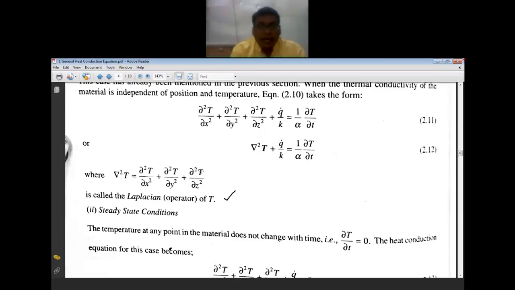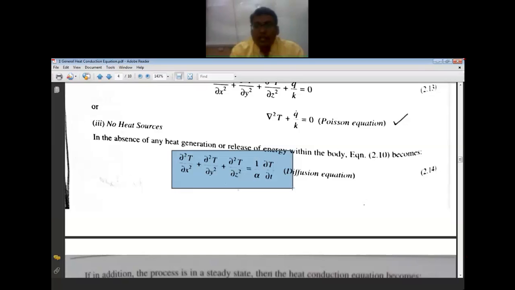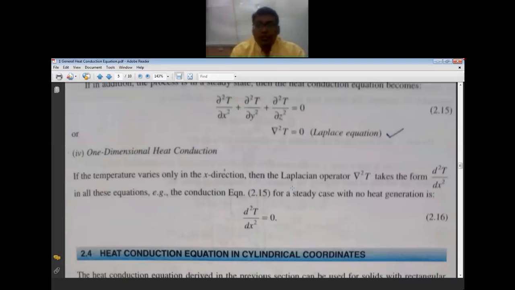So one is the Laplace equation, the next is Poisson's equation, and the third one is the Fourier equation. These different equations depend on whether the heat is generated, whether it's an unsteady state, or whether there is no diffusion term.